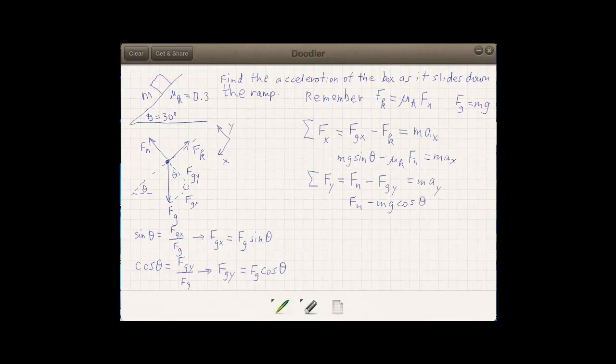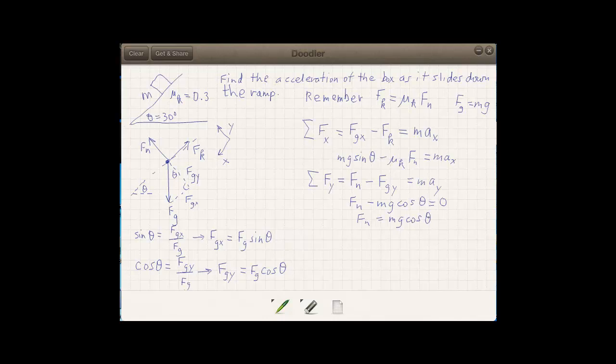And now here's a really important part of this problem. What's the acceleration along the y direction? Well, the box slides along the x direction only. It doesn't move along the y direction. It doesn't pop up off the ramp and accelerate. So its acceleration along the y direction is 0. And you've got to think about that, but that's really important here, because if we realize that, then we use this equation to solve for the normal force. F sub n is now equal to mg cosine theta.